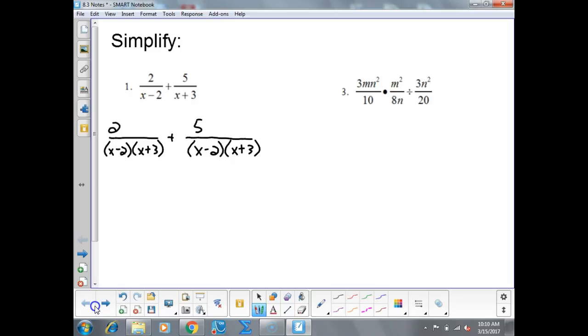Okay, so if I adjust the first one, what do I have to multiply the numerator by? x plus 3. If I adjust the second one, what do I have to multiply the numerator by? x minus 2. Okay. Then I do some distributing.